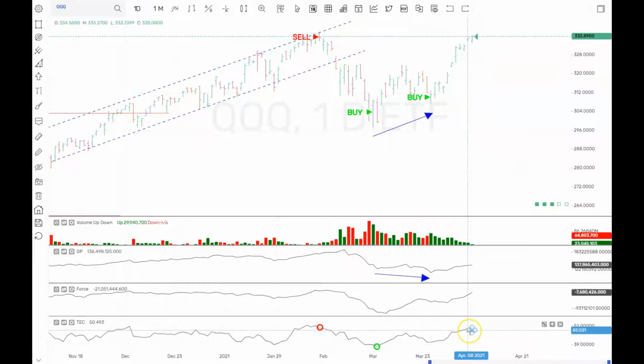We've got a technometer that's near overbought. We've got volume that has not come in strongly. You can see here no strong volume on the green bars here. So we're taking today as a sell in the QQQ.